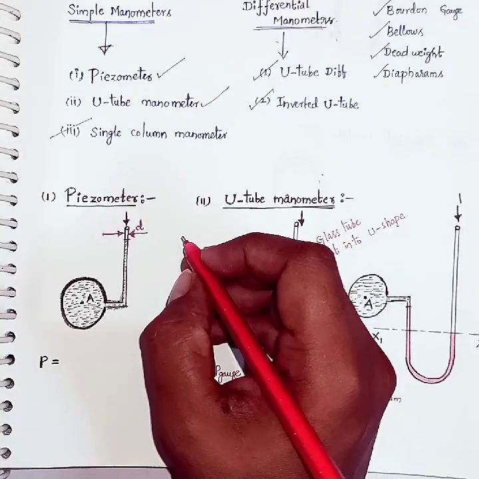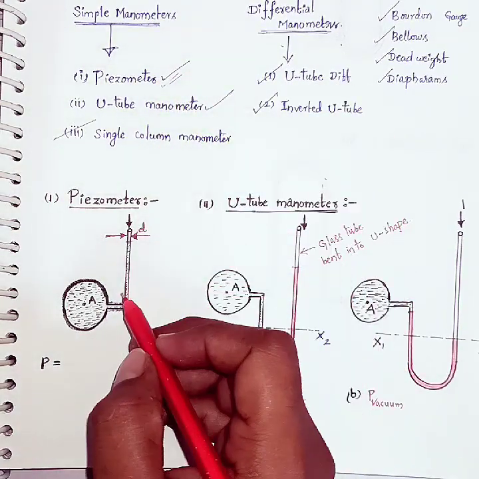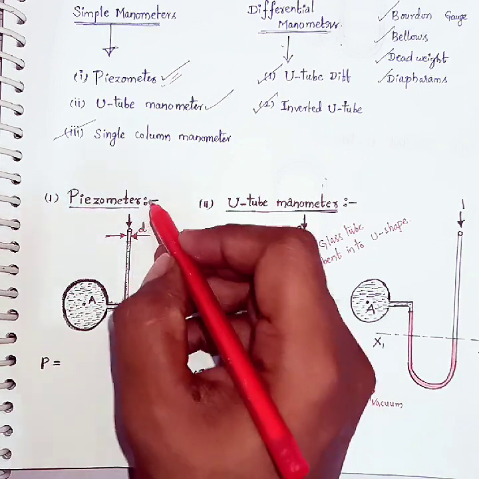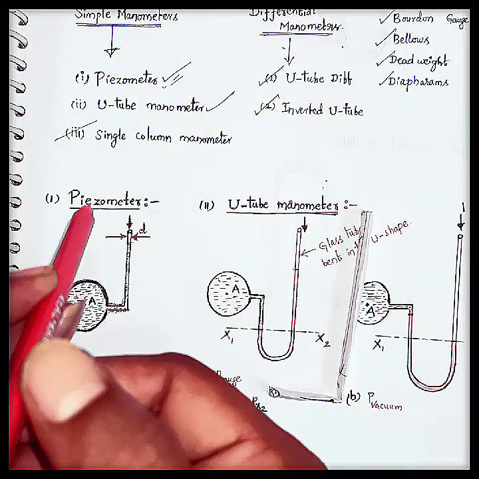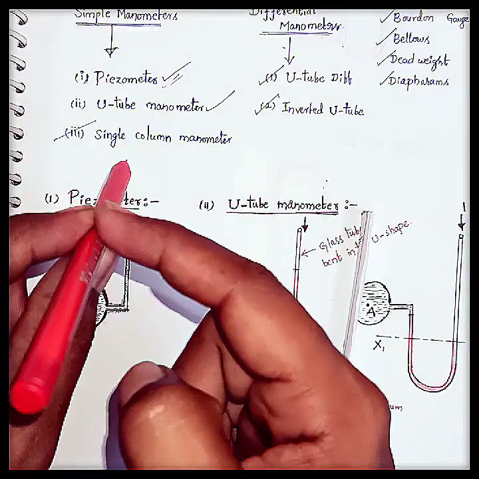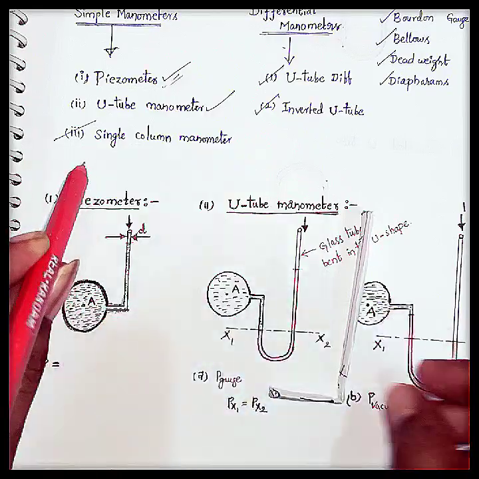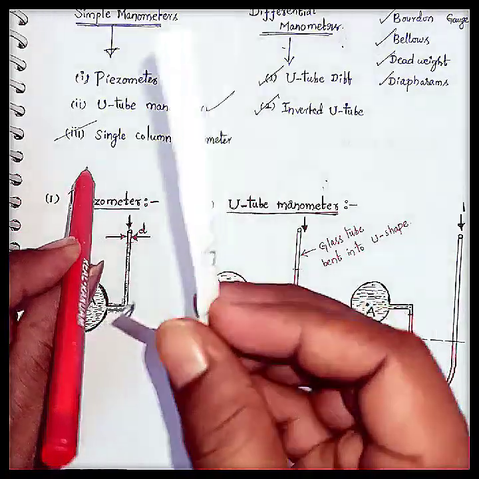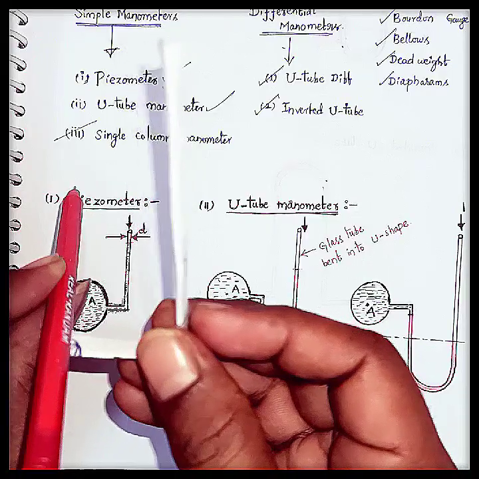Let's start with the first one, the piezometer. The piezometer is a simple type of manometer, used to measure very low pressures. Let us consider this is the pipe, and water is flowing through this pipe. If I want to measure the pressure at this point A, I have to arrange this piezometer to the pipe like this. Let us consider this is the arrangement of the piezometer. I should attach this pipe with the piezometer like this.